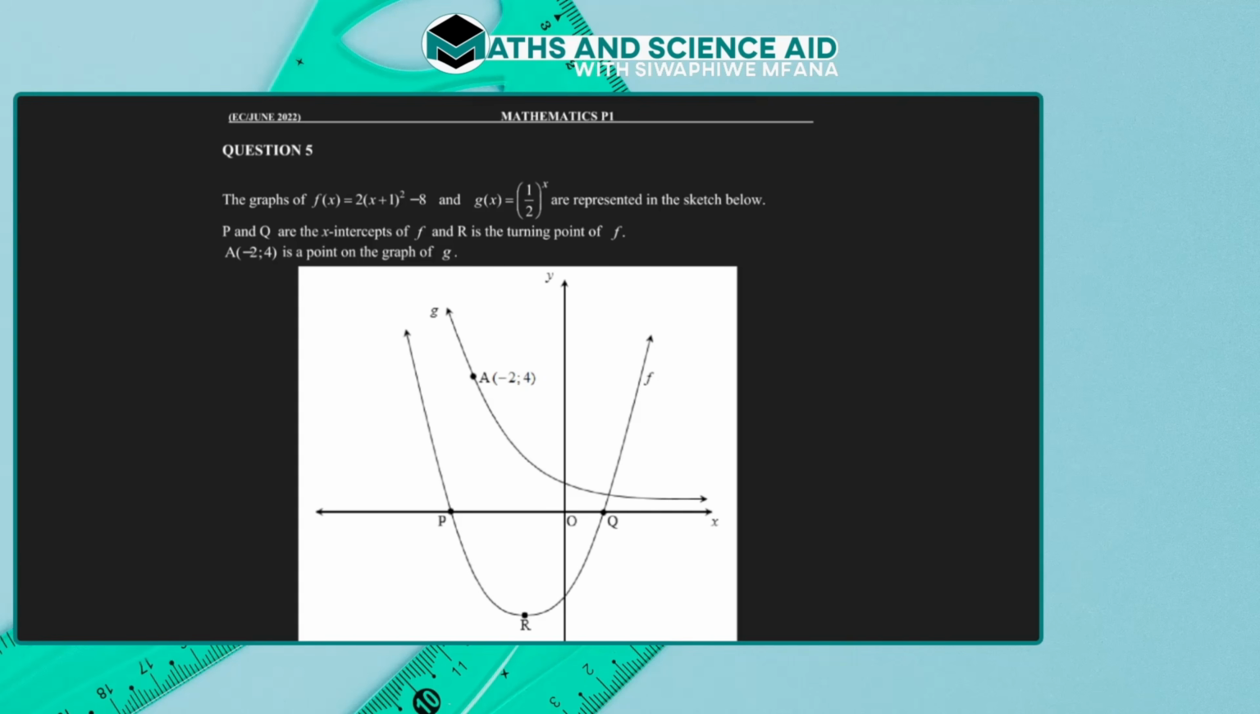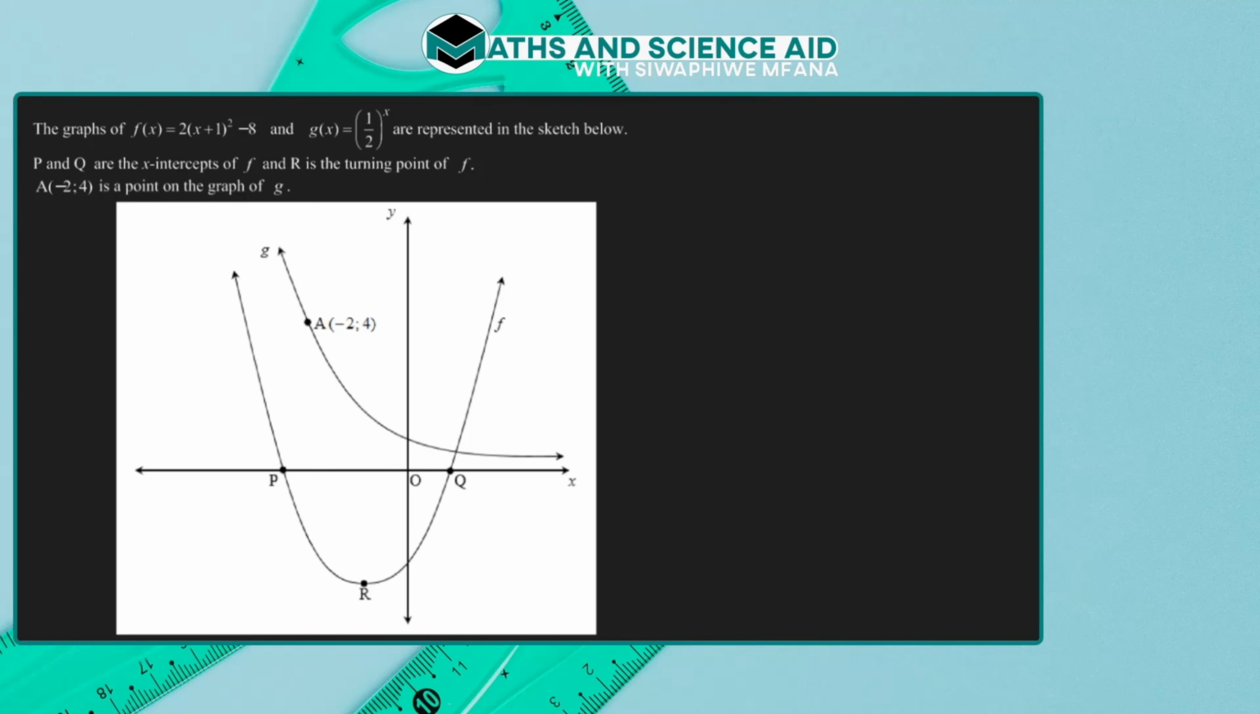Anyway, I hope you have your pen and a piece of paper as we are about to get started. So here we've got the graphs of f of x is equal to 2 into (x plus 1) squared minus 8, and g of x equals (1/2) to the power of x, and we are told that these are represented in the sketch below.